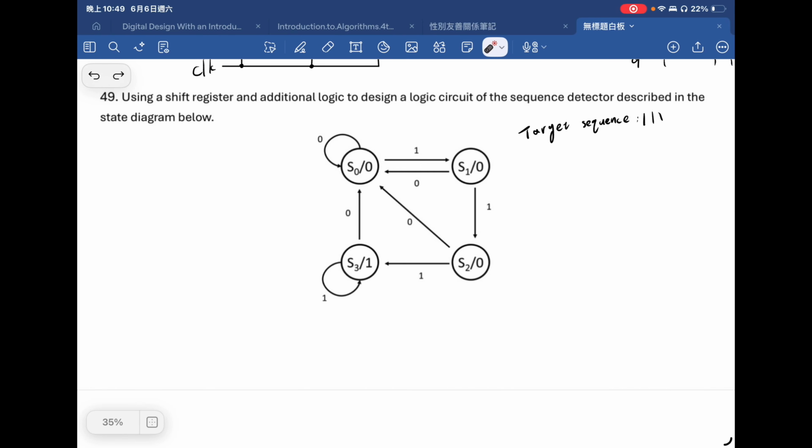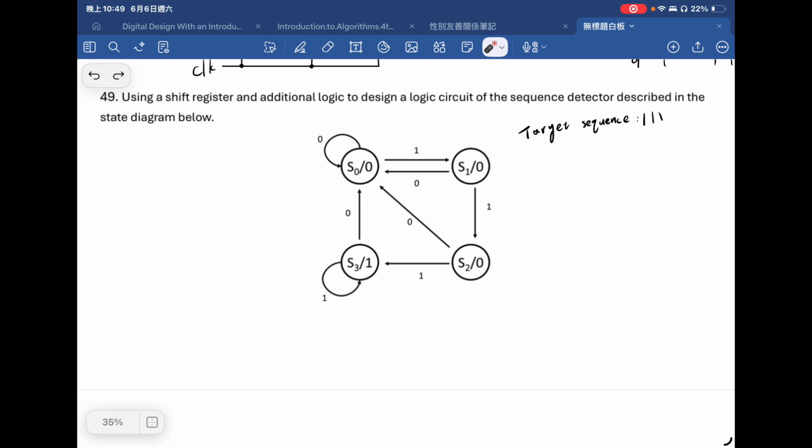Hello everyone, today I'm going to explain problem 49. This problem asks us to use a shift register and additional logic to design a logic circuit of the sequence detector described in the state diagram below. So first, let us look at the state diagram.